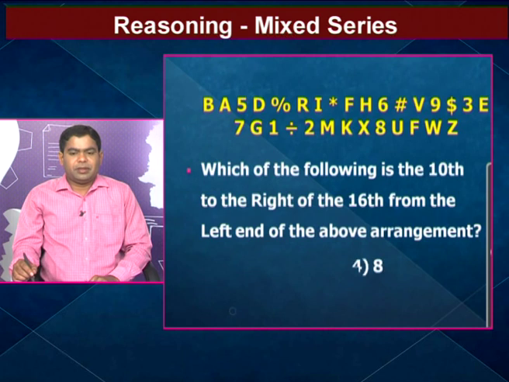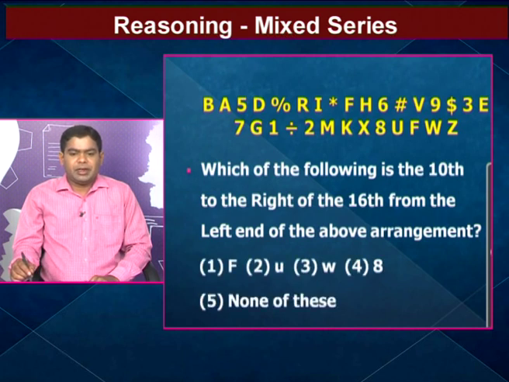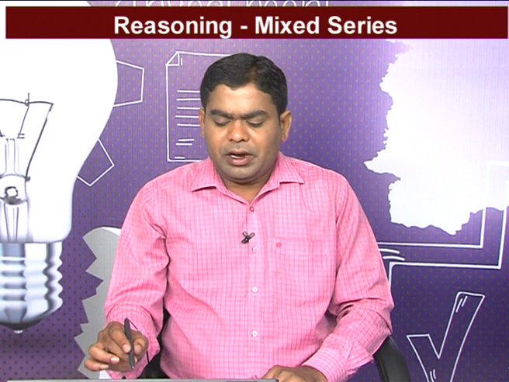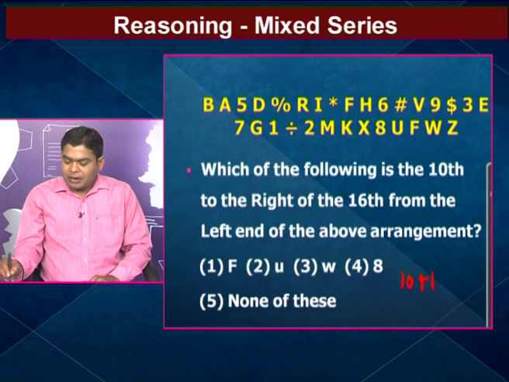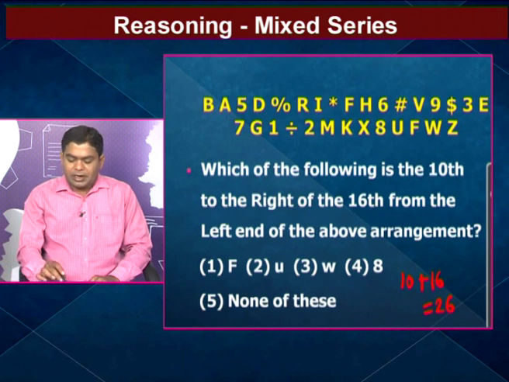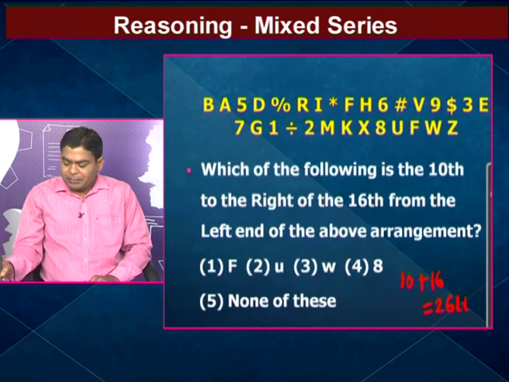Which of the following is the 10th to the right of the 16th from the left end of the above arrangement? In our question, 10th right is given and 16th left is given. Both are opposite directions. According to our rule, if opposite directions are given, we add the given numbers. 10 plus 16 is 26. The question's ending direction is left side, so we count from the left side. So the 26th from the left is our answer.